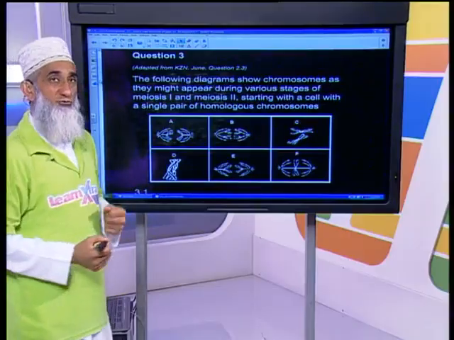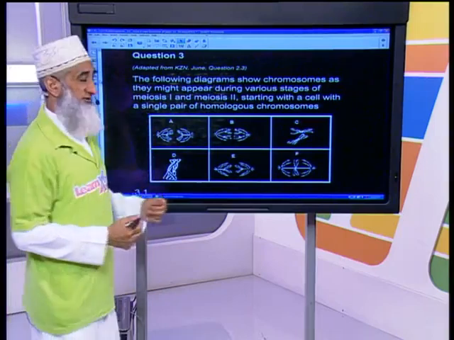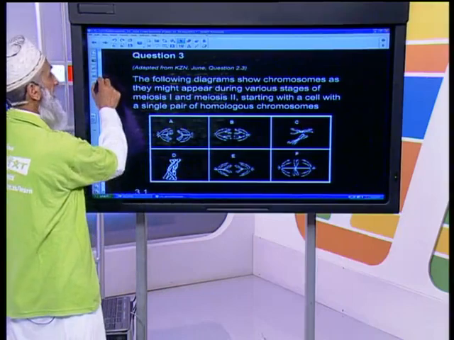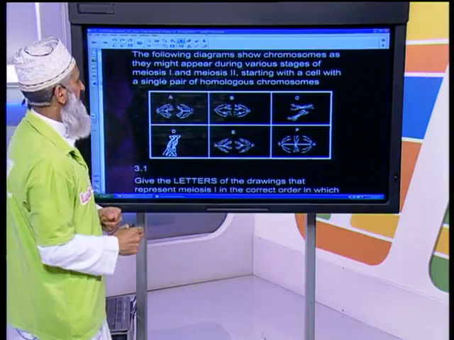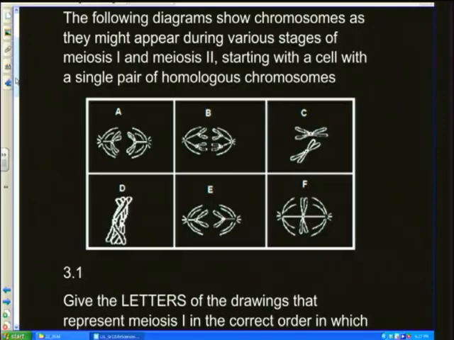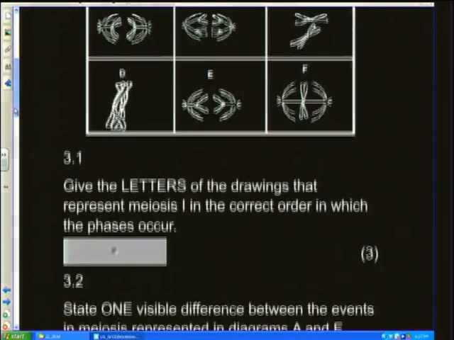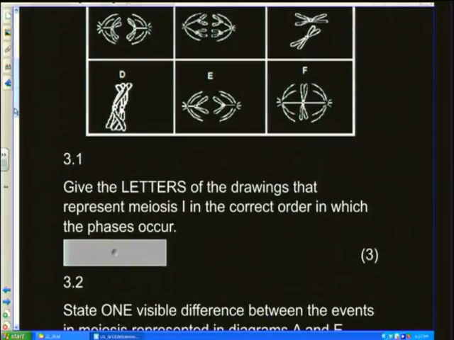We're now moving on to questions on meiosis. We can try and do both the questions on meiosis here. The following diagrams show chromosomes as they might appear during various stages of meiosis 1 and 2, starting with a cell with a pair of homologous chromosomes. So they're giving you these diagrams, A, B, C, D, E, F. Give the letters of the drawings that represent meiosis 1, in the correct order in which the phases occur.